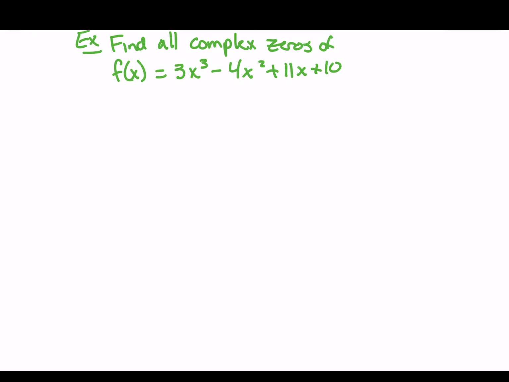In this example, we want to find all the complex zeros of f of x equal to 3x cubed minus 4x squared plus 11x plus 10. Okay, so we can plug this into our graphing calculator and look at the table to see if we can find a 0, or we could take a look at the graph and see if that helps. But after looking at the table, I'm not finding just an easy rational solution that's a whole number. So I think we should probably use the P and Q of the rational zero theorem.